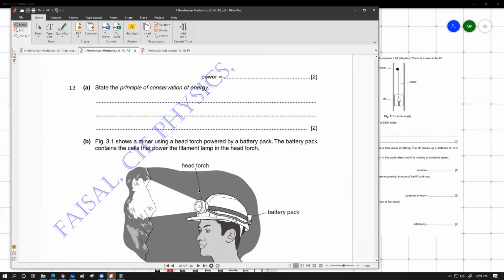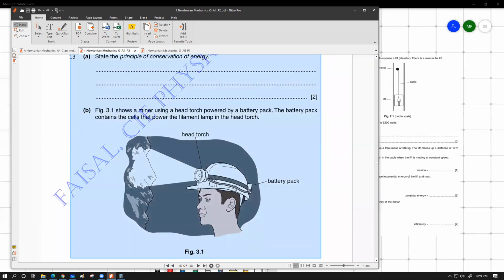13 by 6. This is actually a good problem. State the principle of conservation of energy. You will write the basic idea that the total energy of a system remains conserved, or energy cannot be created or destroyed. It can only be converted from one form to another form.